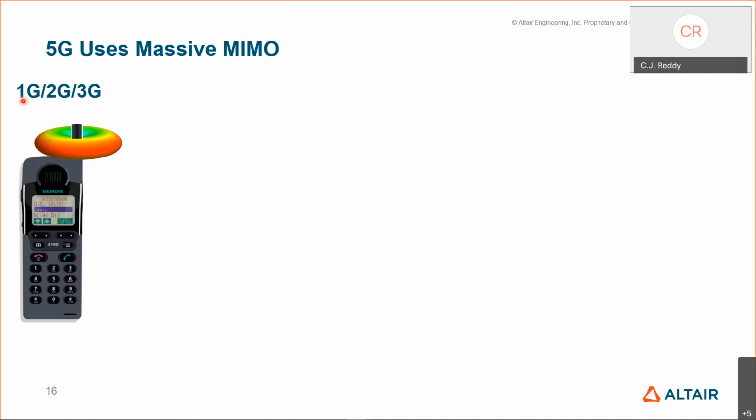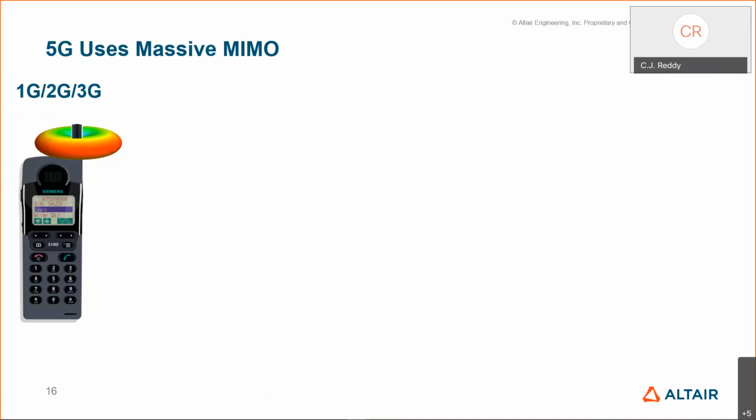So we know that 5G uses massive MIMO. So let's take a very simplistic view of what is massive MIMO. When the initial phones came for 1G, 2G, and 3G also, there's a single antenna. The antenna pattern looked like this. There's an omni pattern here.